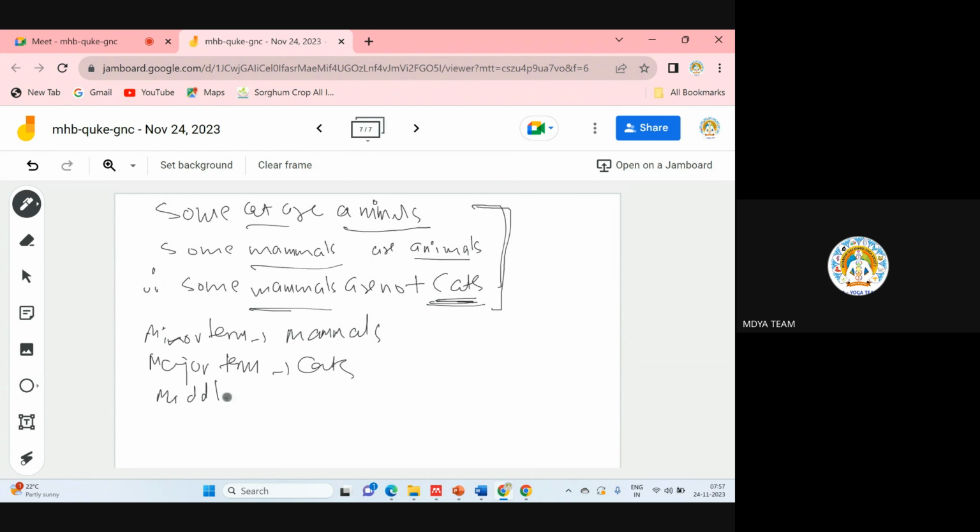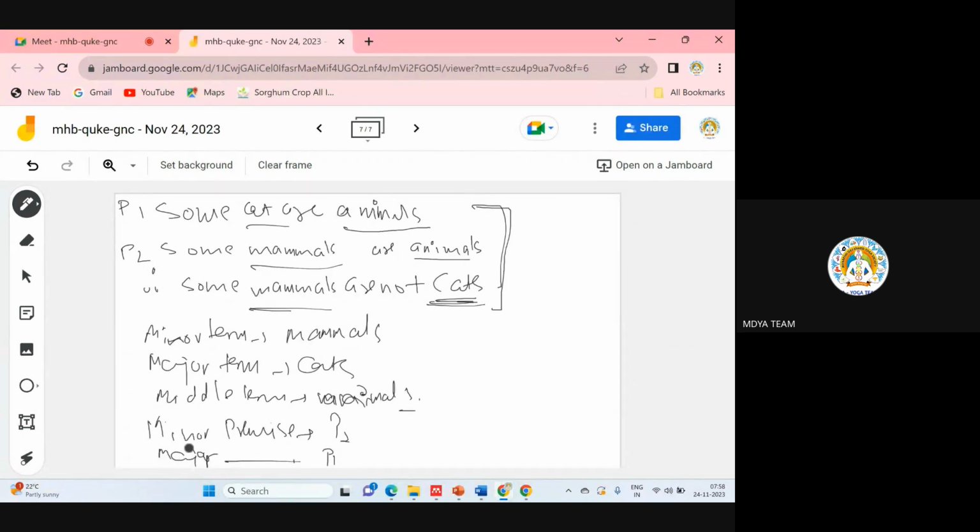Middle term? Animals. The animal will be the middle term because it is present in both the premises and absent in the conclusion. Okay, on the basis of this, let it be P1, P2. Which will be the minor premise, P1 or P2? Some mammals are animals, P2. P2 will be the minor premise, and automatically the other will be the major premise.